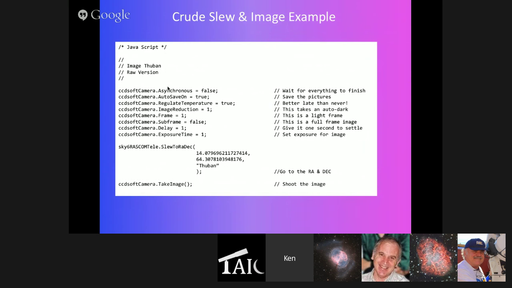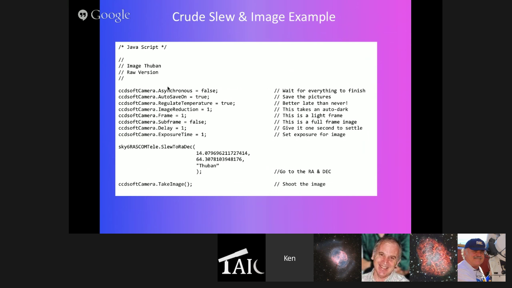Now, this is a very primitive example of how to conduct a slew and an image. This is something kind of useful. If you wanted, say, to image Thuban, you can read through there, and I'm going to go very quickly through these variables because they're not that interesting. The asynchronous command essentially says, I want you to complete every task before you go on to the next one. So, for instance, you don't want it to go slewing to some other target while it's still taking an image.